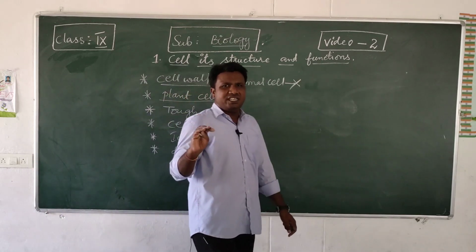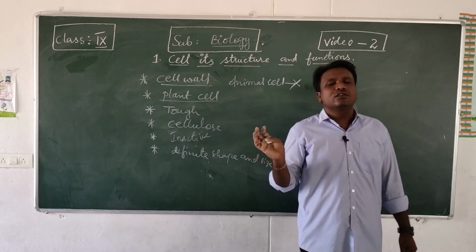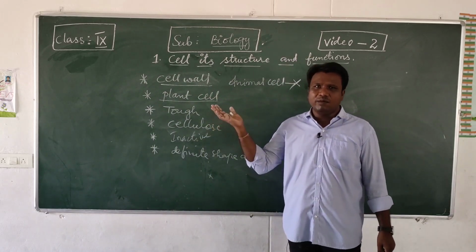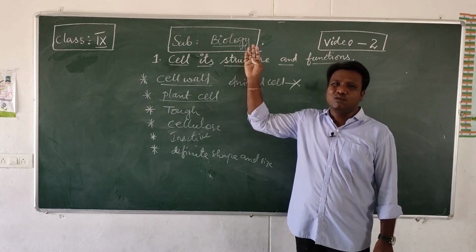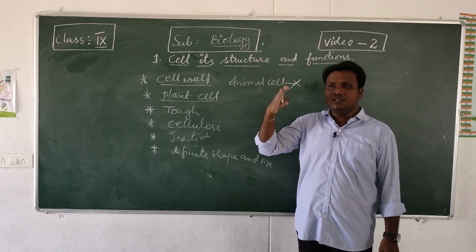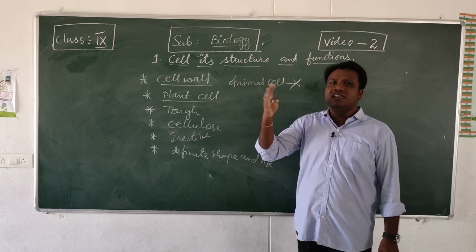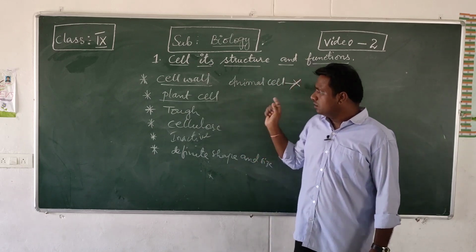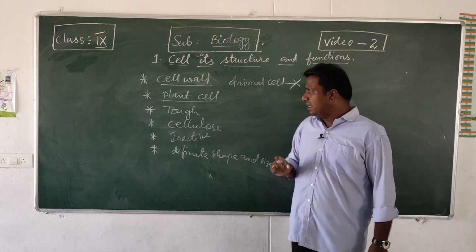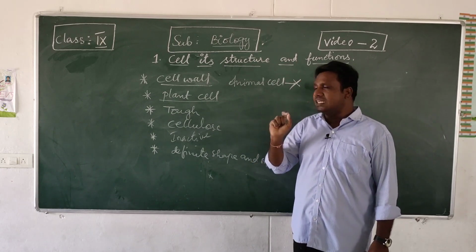A few of the properties will be similar in the case of the cell membrane and the cell wall. Why? Because the cell membrane itself is going to become the cell wall in future, based on the cell division. So what are the properties of the cell wall? The cell wall is present only in plant cells, and it is very tough in nature.